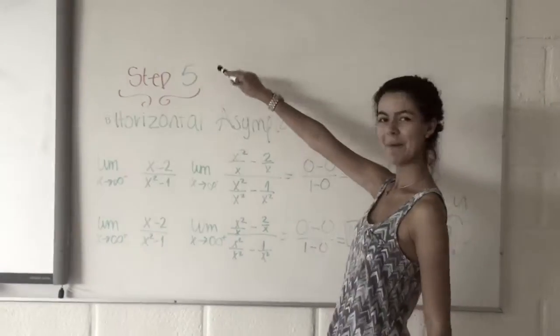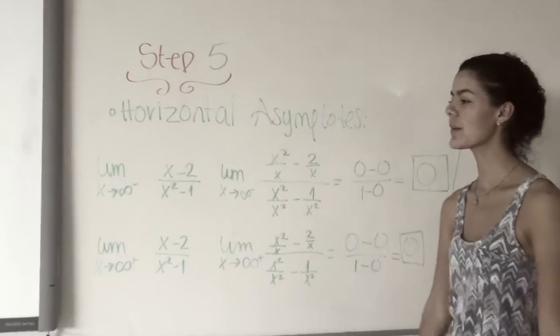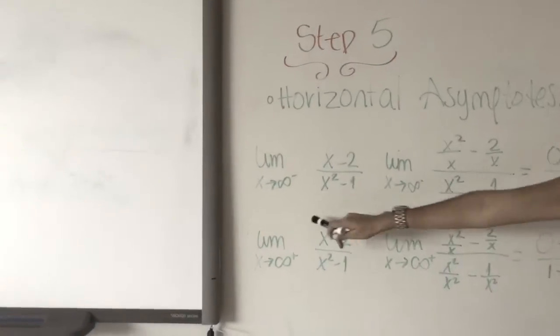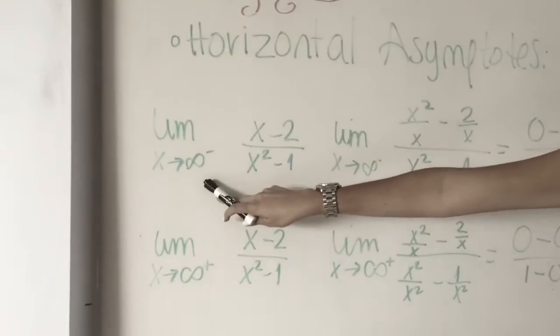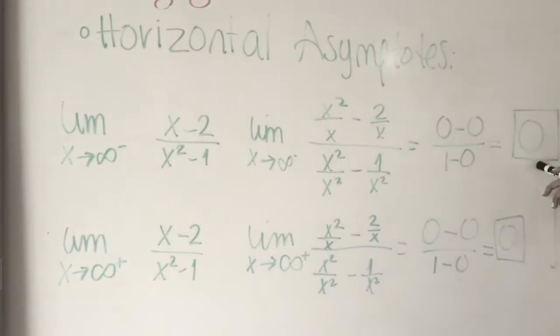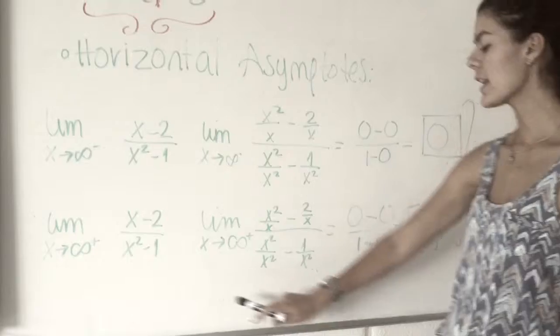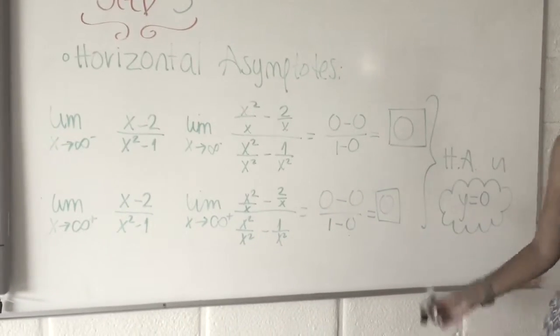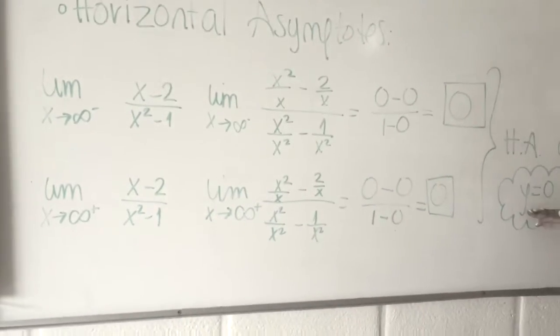Okay, so step 5, the horizontal asymptote. So now we substitute for the x's the value infinity to the negative, and it gave us 0, and then infinity to the positive, and it gave us 0 too. So since they're equal, the horizontal asymptote is y equal to 0.